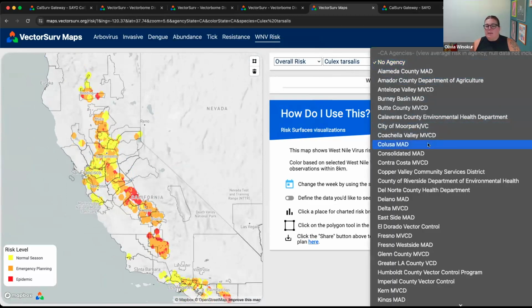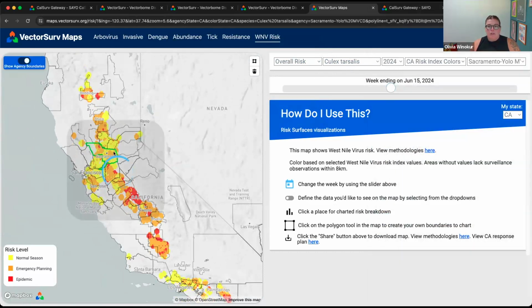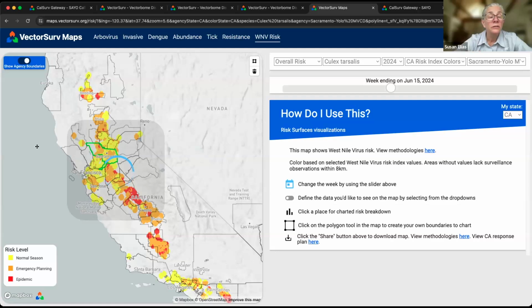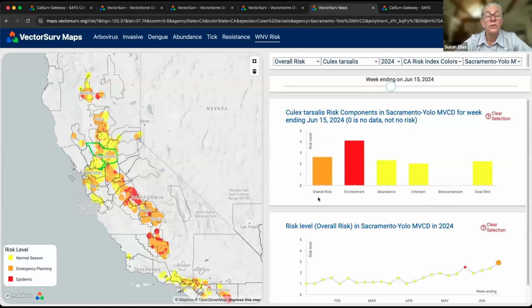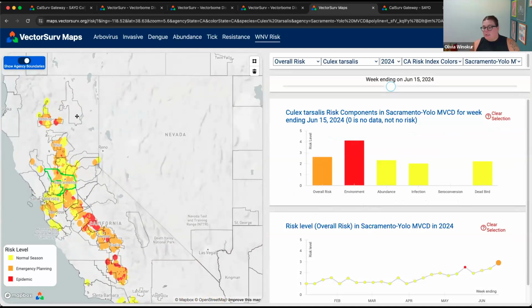And you can look for a specific agency if you would like to. So it'll show me for Sacramento. I have a question. So there's no code for no data? Maybe in California you have pretty even sampling across the entire state, but we don't have that in Maine. Yeah. So I think it's only showing where there are agencies and data.